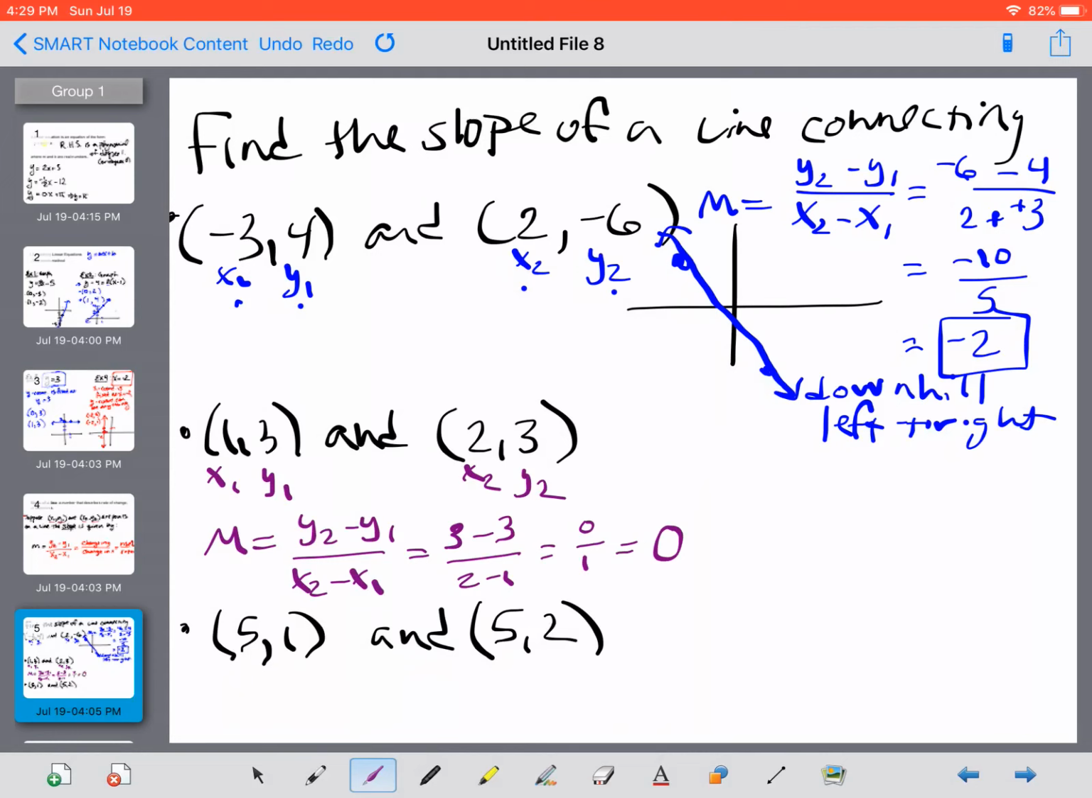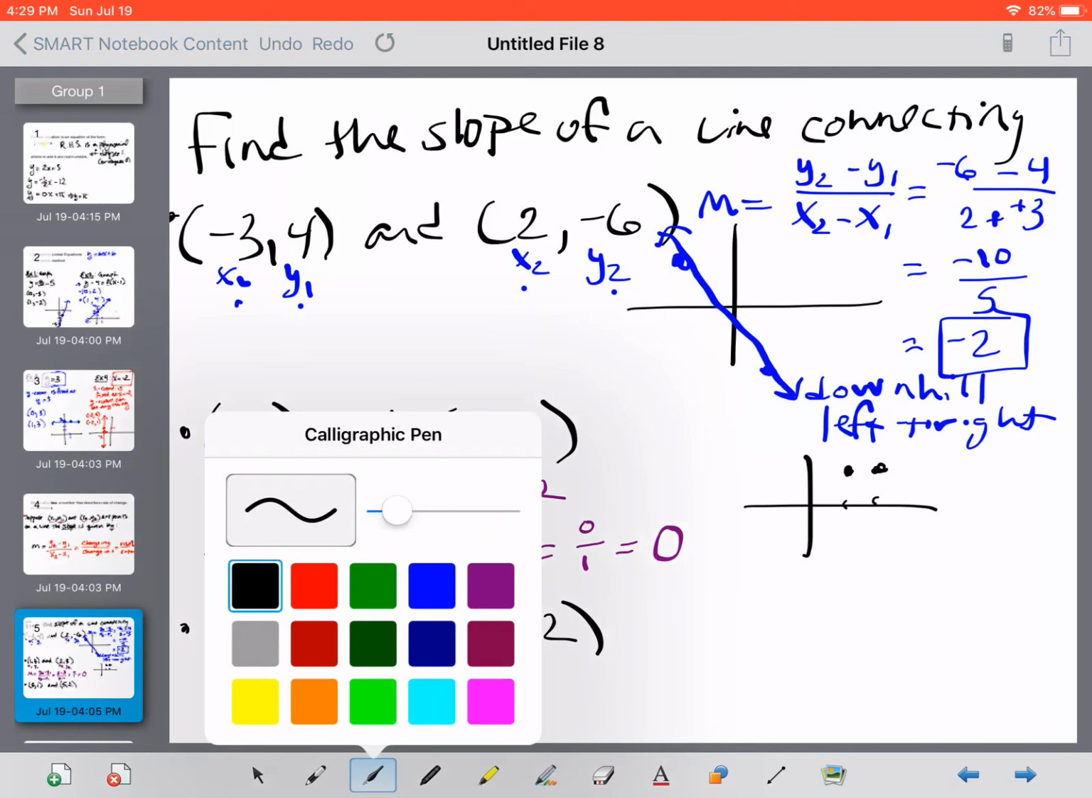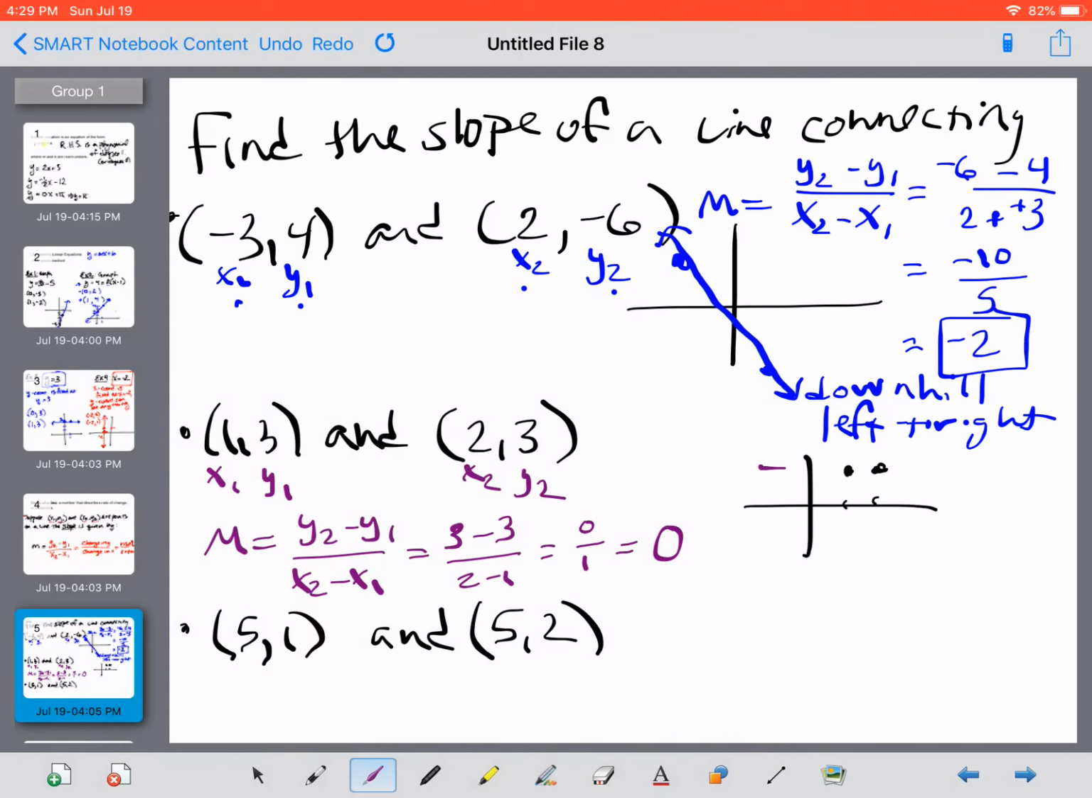What does a graph look like when you have a slope of 0? Well, let's draw a picture and see. The points 1, 3, and 2, 3 are, let's see, 1, 3 would be about here, 2, 3 would be about here. Okay, so this looks like a horizontal line. In particular, the equation of this line is just going to be y equals 3. Because remember, we said for a horizontal line, the y value is fixed. So the y value is always 3. This is going to be the equation y equals 3.